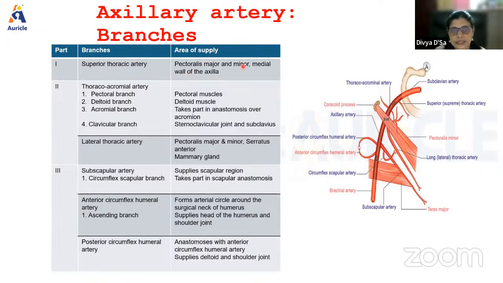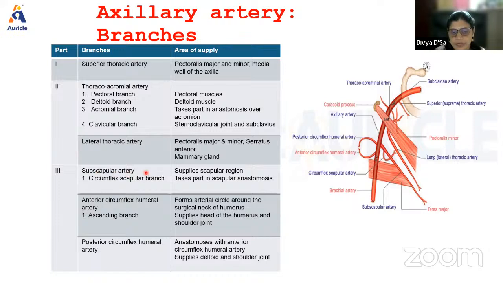So superior thoracic artery, area of supply will be the pectoralis major and minor muscle and the medial wall of the axilla. Thoracoacromial artery, the pectoral branch supplies the pectoral muscles. Deltoid branch supplies the deltoid muscle. Acromial branch, it will take part in the anastomosis over the acromial process of the scapula, and then clavicular branch, it supplies the sternoclavicular joint and the subclavius. Lateral thoracic artery supplies the pectoralis major and minor, serratus anterior, and the mammary gland.